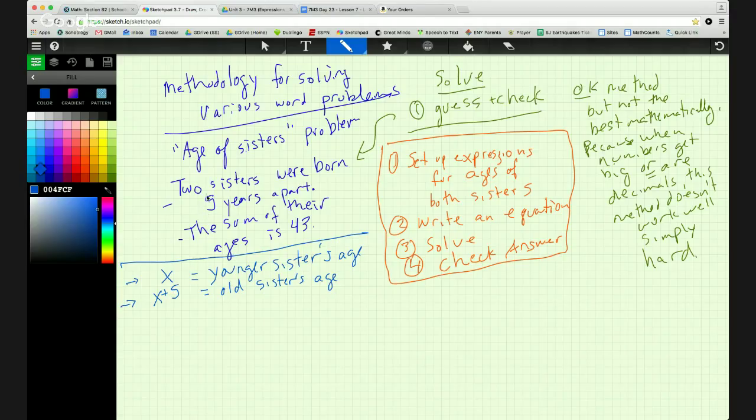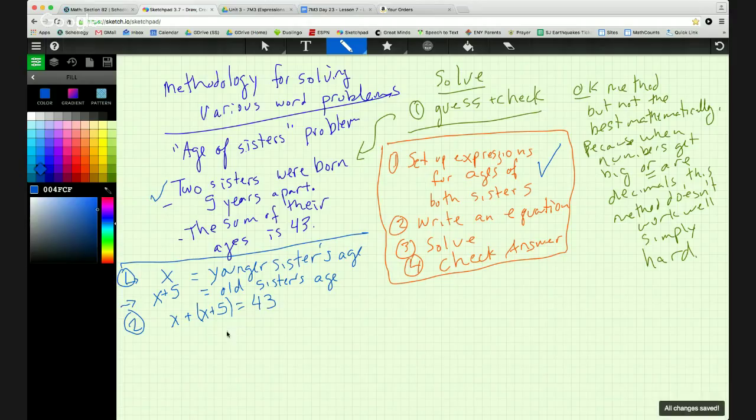So if now I've used this piece of information and I've set up an expression for the ages of both sisters, now I need to write an equation. Well, what do we know in part 2? Well, the sum of their ages is 43. What does the sum mean? That means you add. Sum means add. So the younger sister's age plus the older sister's age, and I'll put that in parentheses, equals 43. So that's step 2. So this was step 1. This is step 2, write an equation.